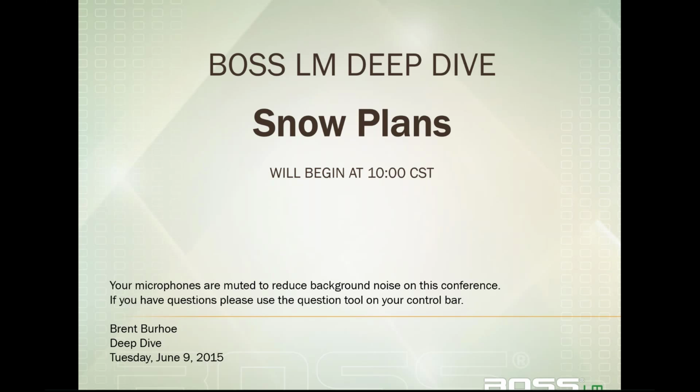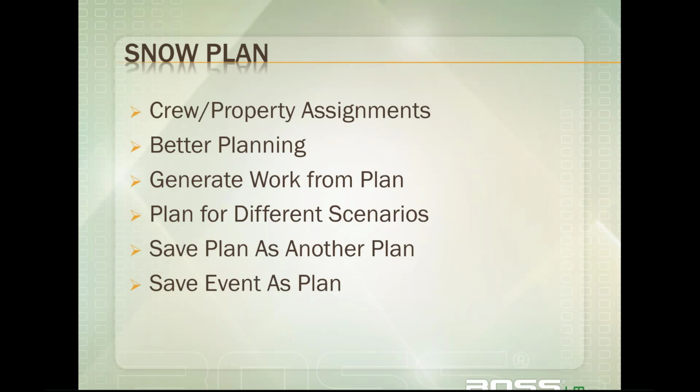So what are they? What do they do? As a way to get the background introduction here, a snow plan lets you assign crews to properties ahead of time, and use this plan to generate the work for snow events. So we have the crew and property assignments that we can make now prior to an event. This allows us to plan for a snow event and then generate the work for that event from plans. Now when you hit the generate work button on the event, there is a new dialog that pops up and says you can choose to generate this work based on a plan.